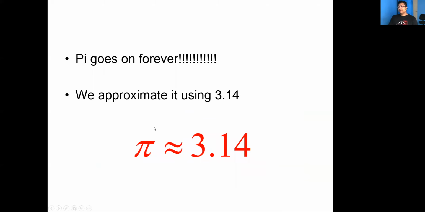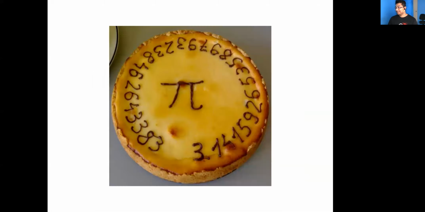So pi goes on forever, 3.1416171819, and so on. But for today's calculation we approximate to 2 decimal places. So we can assume pi equals 3.14. All right. So you see that's pi, right? It's 3.14. It's a pi cake. That's a funny number. You like this? Great.